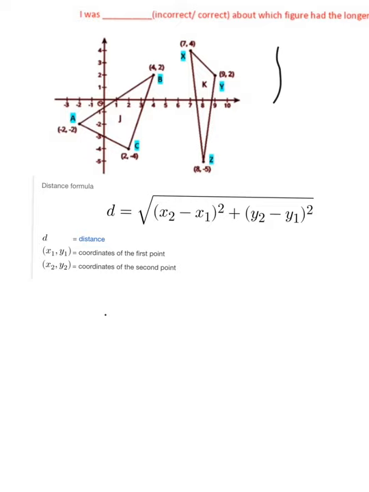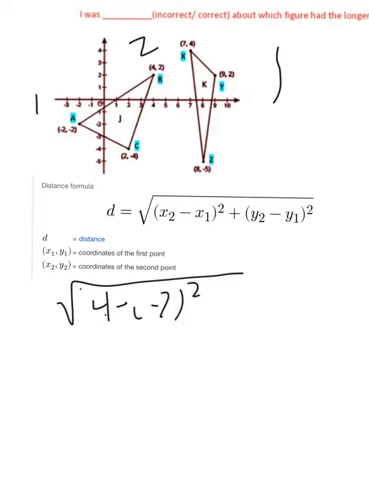It doesn't matter which one you call x2 and which one you call x1. You just have to stay consistent. So for me, I'm going to use the 2's up here and the 1's down here. So the x in B is 4. The x in A is -2. And for the y's, y2 would be 2 in B, and y1 would be -2.